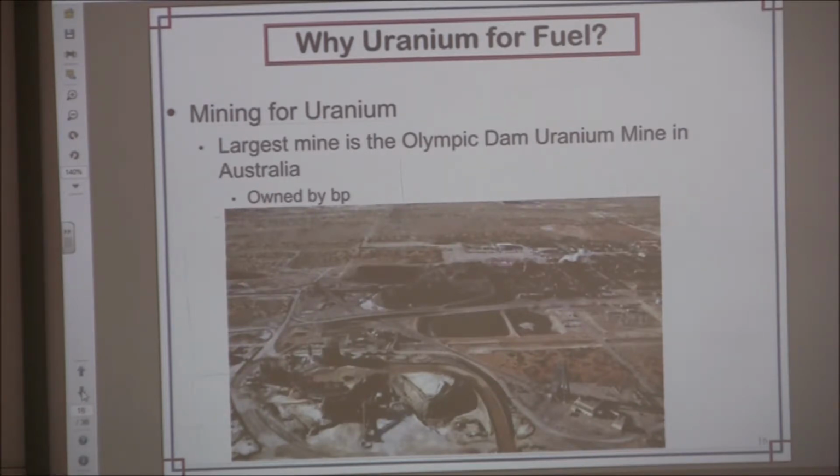Here's the largest uranium mine. So it's the Olympic Dam mine. It's in Australia. It's owned by a subsidiary of BP. So I just put BP because it's actually BHP. And they do a bunch of different things. They don't just mine for uranium. They mine for gold and a bunch of different things there. But essentially, this is the largest uranium mine in the world.